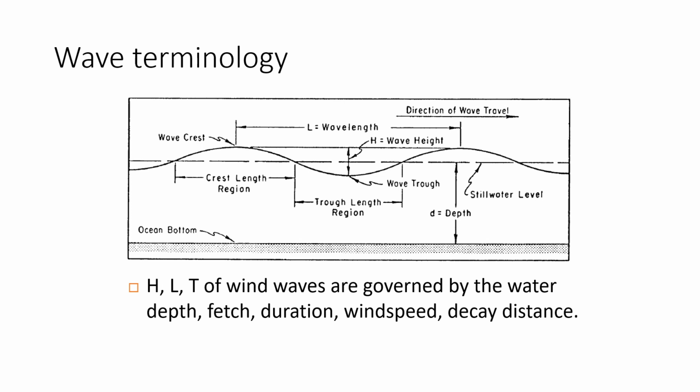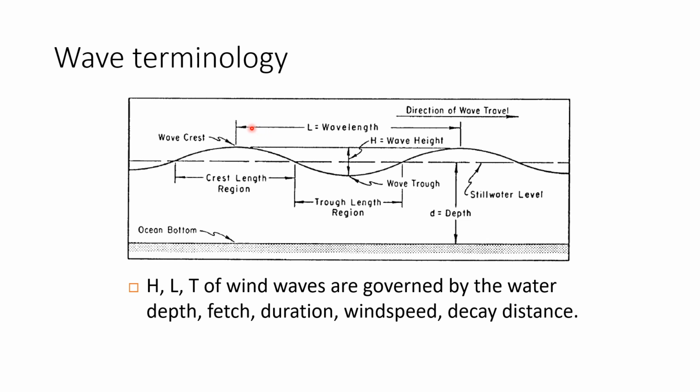Before we begin, we'd like to familiarize ourselves with the wave terminology. Here we have a wave crest and wave trough. The distance between two successive wave crests or wave troughs is known as the wavelength.